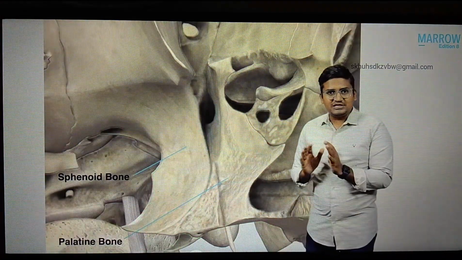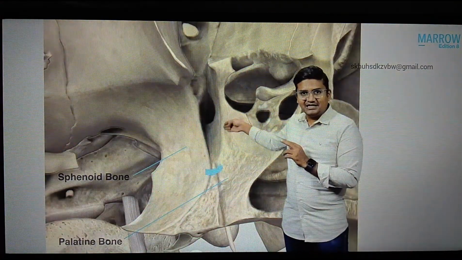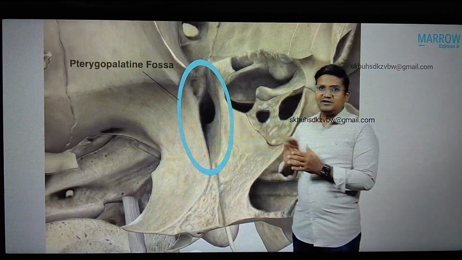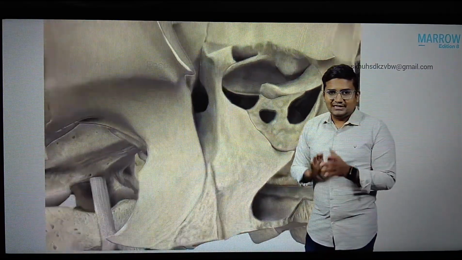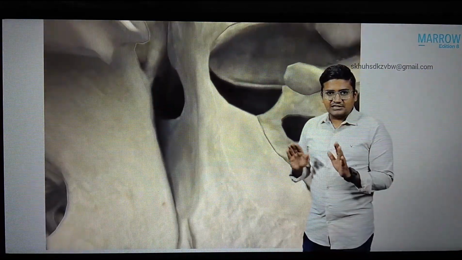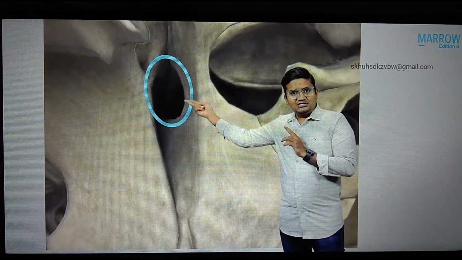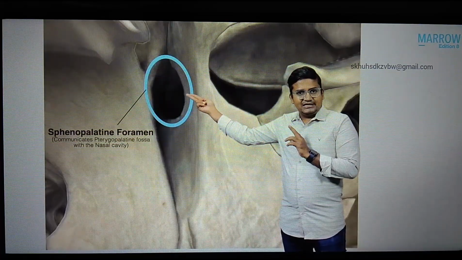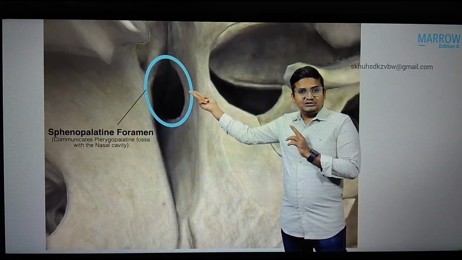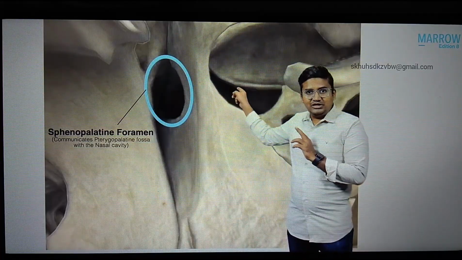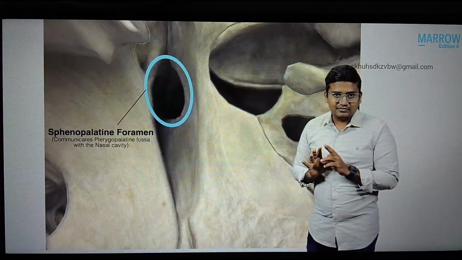Now between these two bones, yes, now we are having the space inside. See, my hand is going inside the space. That is the pterygopalatine fossa. Okay. Now in the pterygopalatine fossa, we are seeing many communications. Now this communication, what I am showing there, that is the sphenopalatine foramen. So sphenopalatine foramen communicates the pterygopalatine fossa to the nasal cavity.